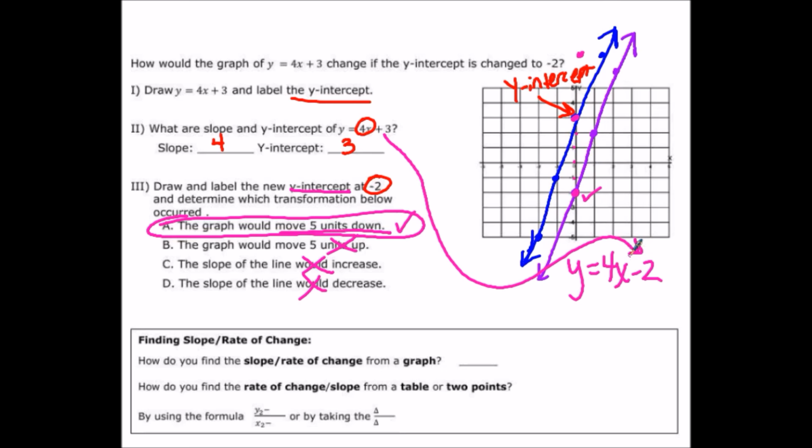Finding slope and rate of change. How do you find the slope and rate of change of a graph? Well, we just did it. We did rise over run. You find 2 points and you count. And how do you find the rate of change or slope from a table of 2 points? Use the formula. Remember, y2 minus y1 over x2 minus x1. And you always just change of y over change of x. Change of y over change of x if you're using the formula.